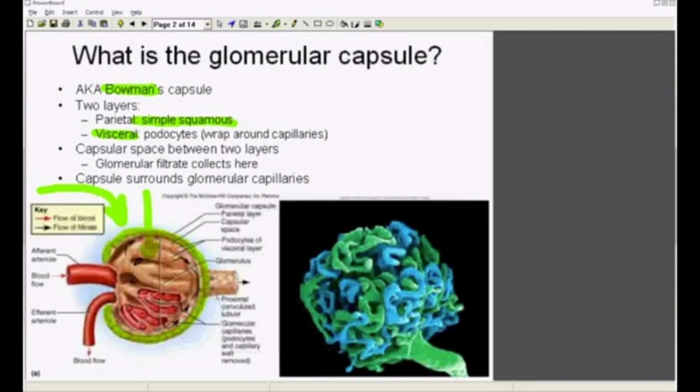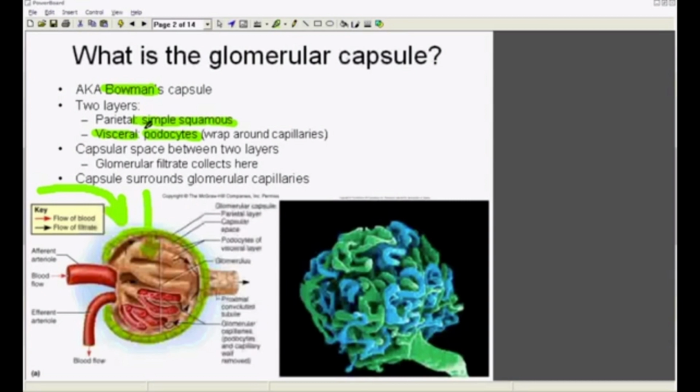So we have the capillaries in here, and then the capillaries are coated or covered with another layer of cells that we call the visceral layer of the glomerular capsule. The cells that make up that visceral layer, the cells that wrap themselves around the capillaries, are called podocytes, which literally means footed cell. Podo means foot. So it's like these cells have little feet, or fingers, if you will, that wrap themselves around the capillaries very tightly.